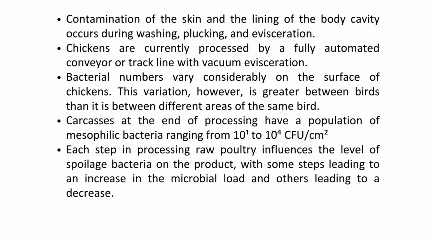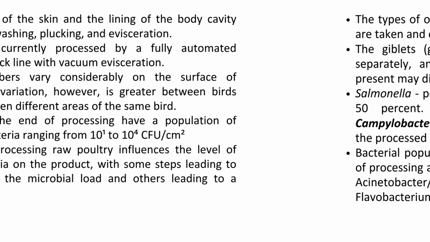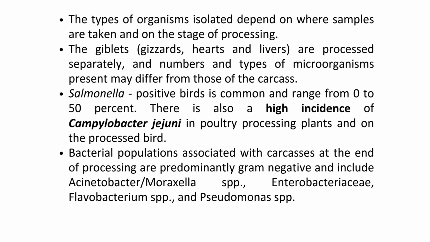Every single step in processing influences the final level of spoilage bacteria, with some steps increasing the microbial load and others decreasing it. The types of organisms we find really depend on where we sample and the stage of processing. For example, the giblets, that's the gizzards, hearts, and livers, are processed separately, and the numbers and types of microbes there can differ from the main carcass.